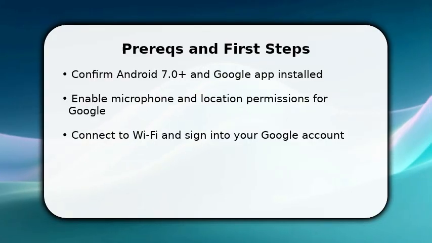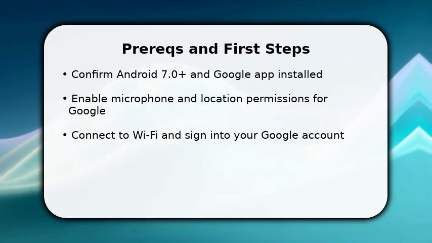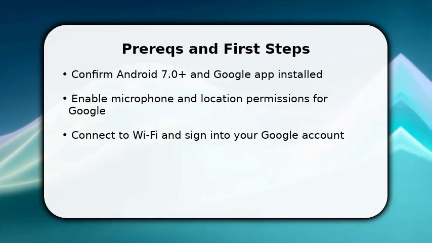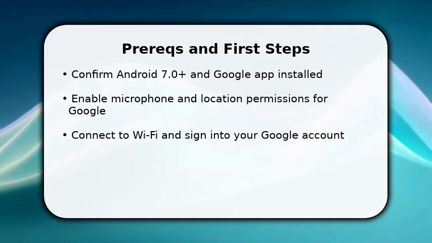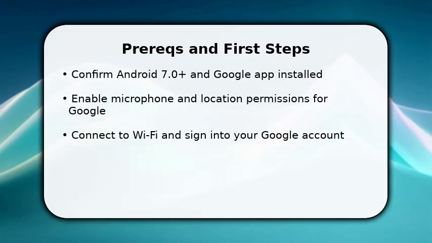You'll start by checking essentials: Android 7.0 or newer, and the Google app. Once confirmed, open Settings and grant microphone and location permissions so Assistant can hear and provide context. Make sure you're signed into the Google account you want to use. That syncs preferences and devices.